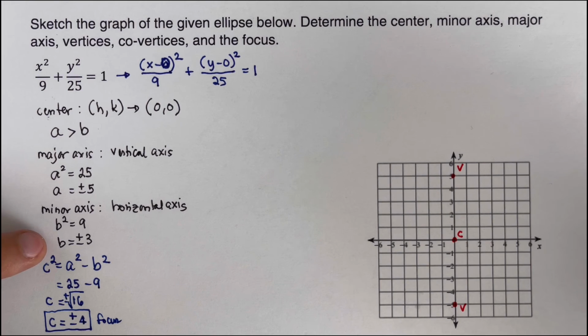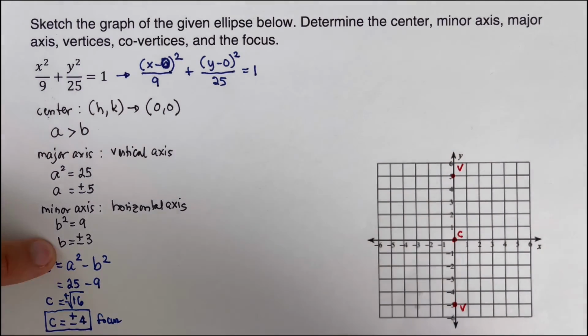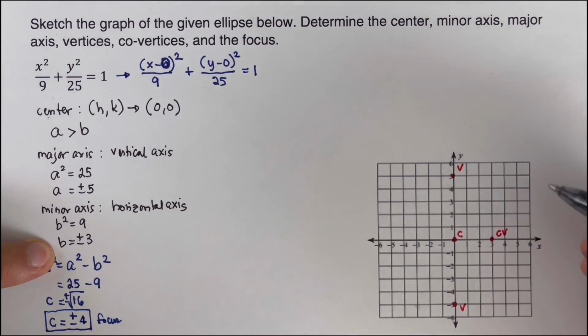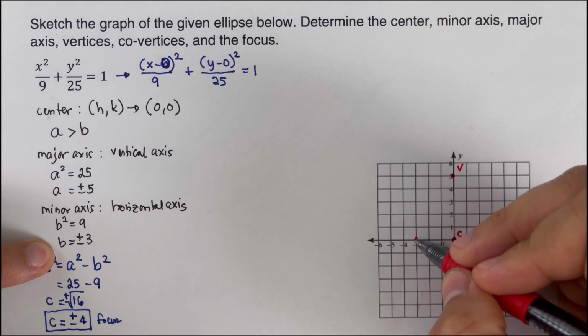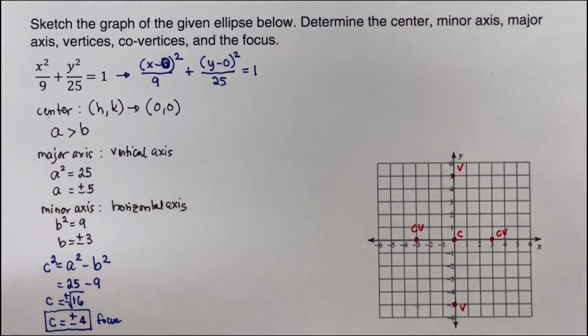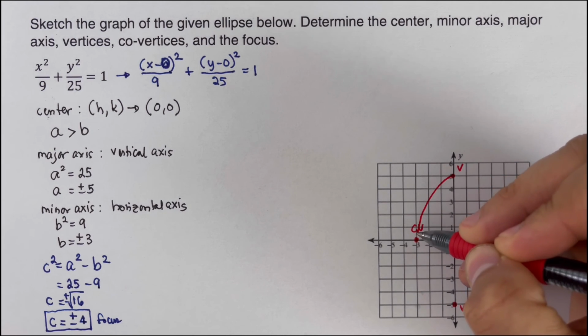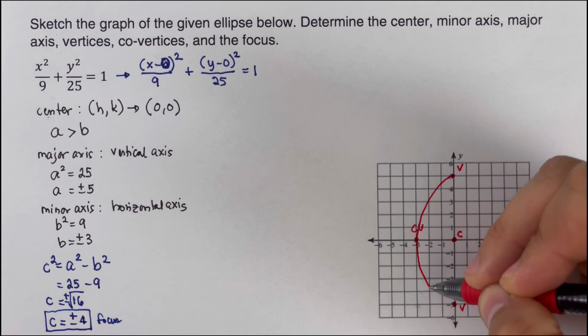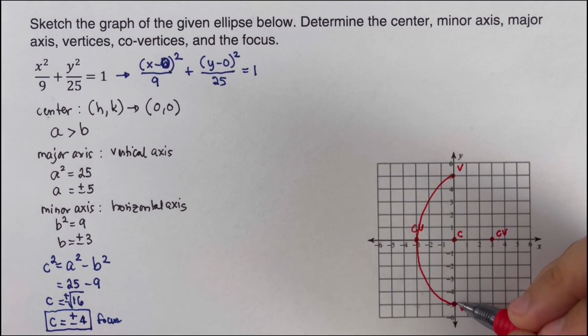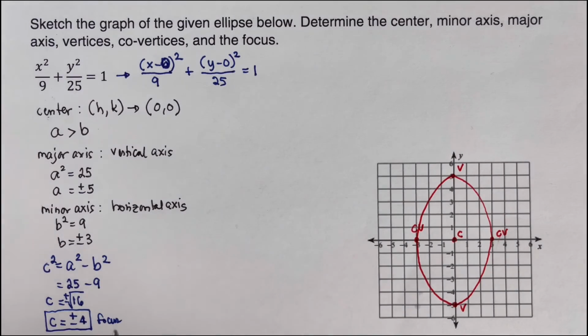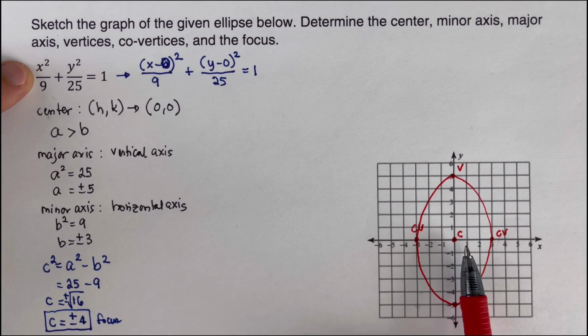And on the minor axis, we can find the co-vertices. That would be plus minus 3 from the center. So 1, 2, 3. So this is the co-vertex, and then 1, 2, 3, this is the other co-vertex. So we can go ahead and sketch the ellipse for this equation. So I'm just going to go ahead and draw that ellipse right here. So this equation will have a graph that looks like this.